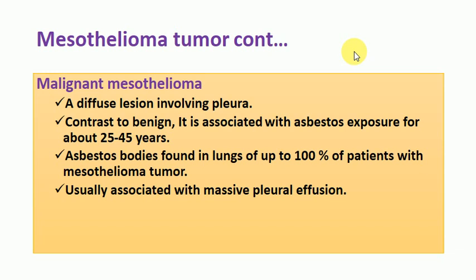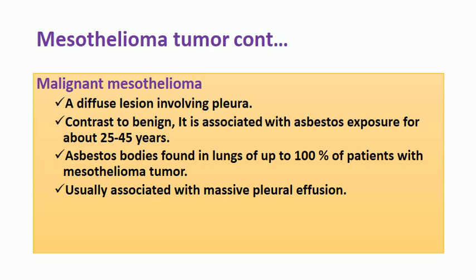This kind of cancer is usually associated with massive pleural effusion. As we have seen, sometimes pleural effusion might be caused by cancer, and one of these cancers is malignant mesothelioma, which causes massive pleural effusions. There is accumulation of fluid in the pleural cavity, which has various consequences, such as dyspnea, meaning difficulty in breathing. Also, the lung will collapse due to compression from the fluid in the pleural cavity.